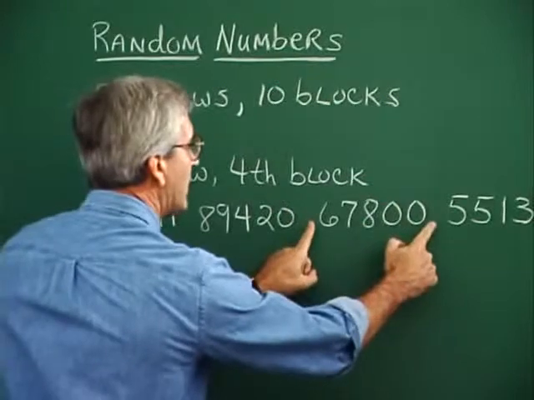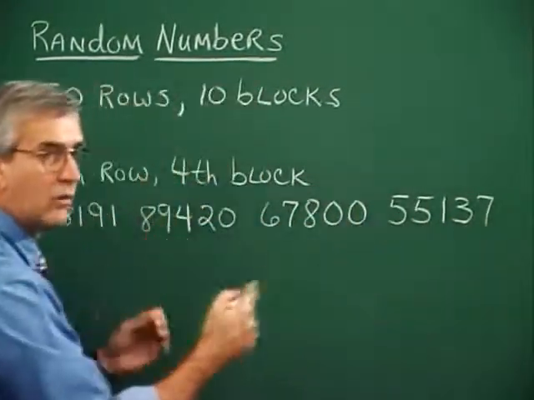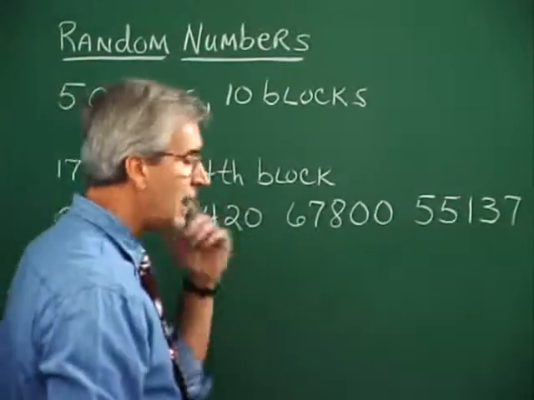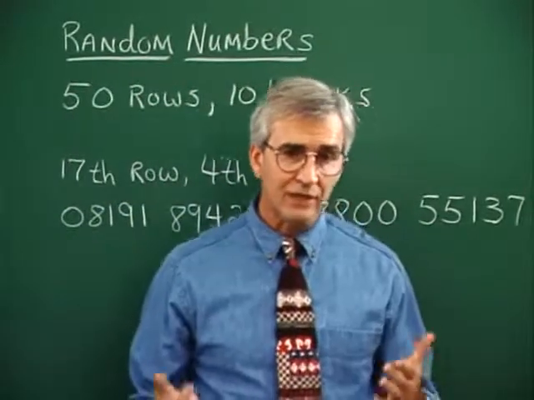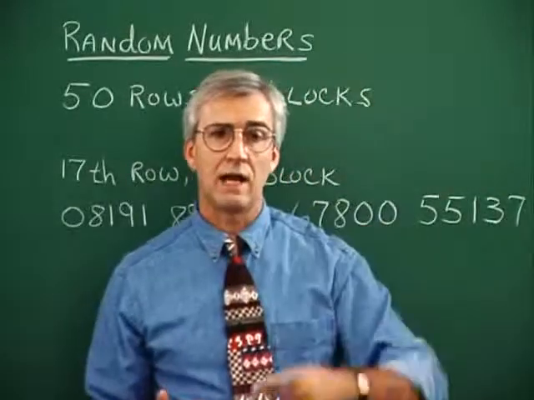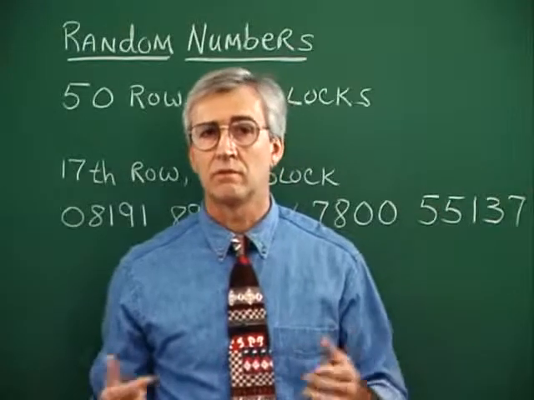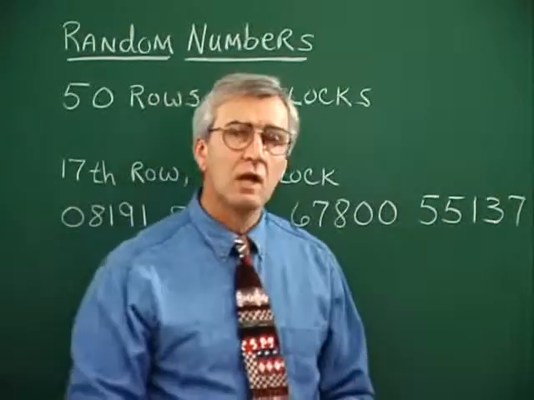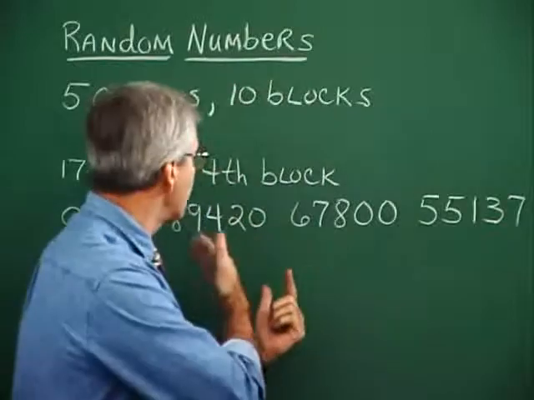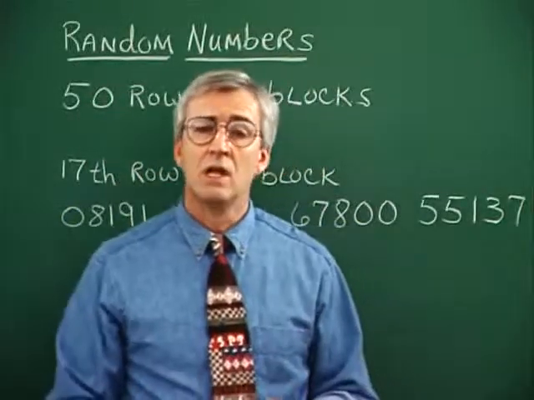So 0, 8, 1, 9, 1, 8, 9, 4, 2, 0. So right from the table, 6, 7, 8, 0, 0, 5, 5, 1, 3, 7, and so on. And we can continue this. Now notice that I'm writing these digits down left to right. We could select to write them down up and down, or diagonally from the random number table if we want to. But here's how this kind of table might be used to select a random sample.